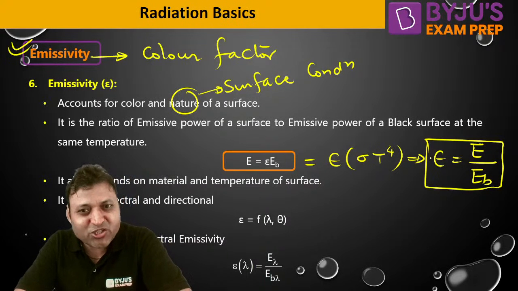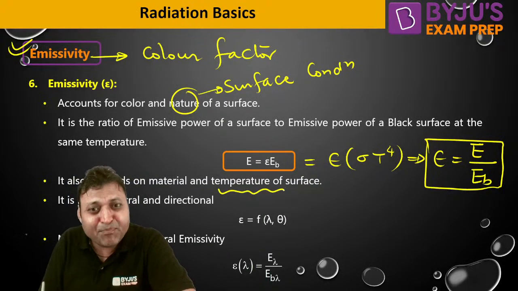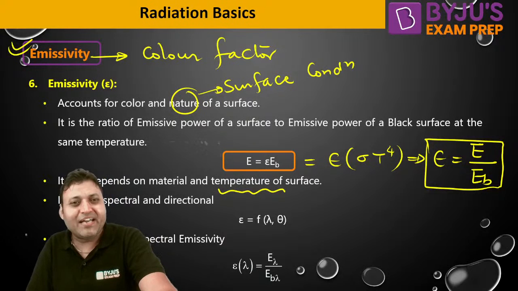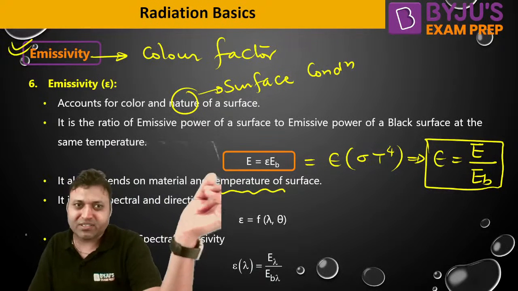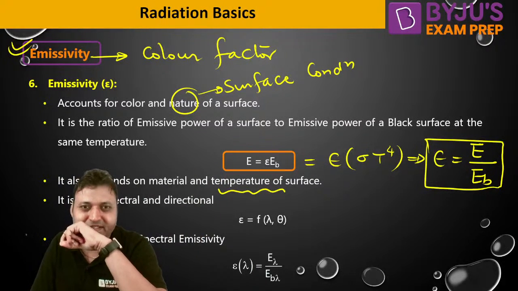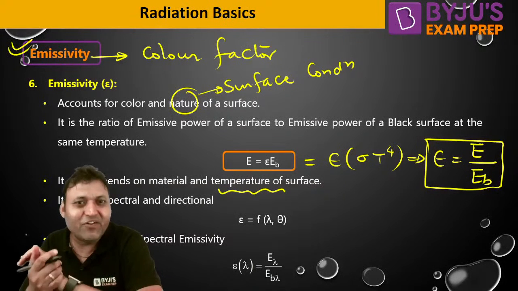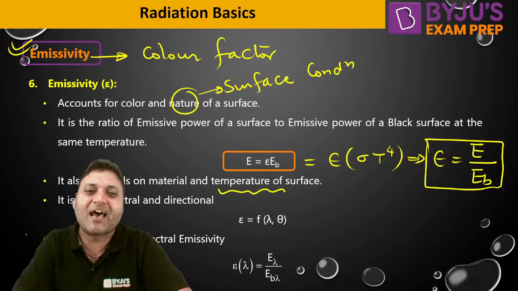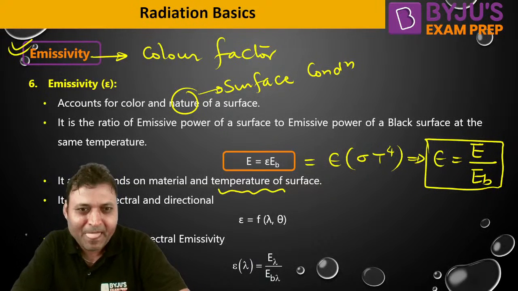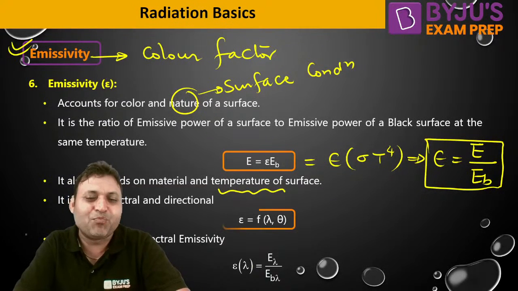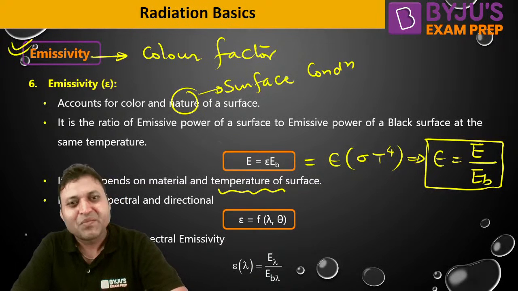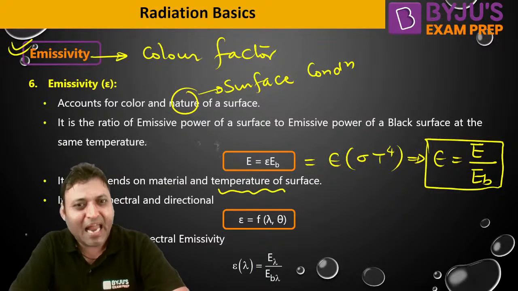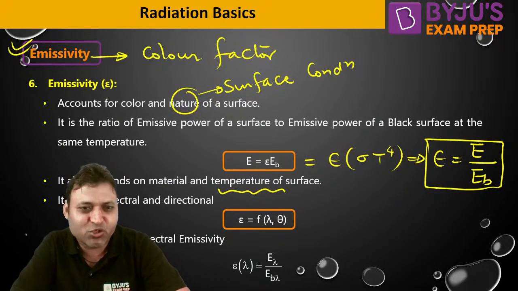It also depends on the temperature of the surface. Unlike absorptivity, which depends on the temperature of the source rather than the temperature of the surface, the emissivity depends on the temperature of the surface for which we are defining the emissivity. Emissivity is both spectral and directional. It depends on lambda also, and it depends on the direction as well.